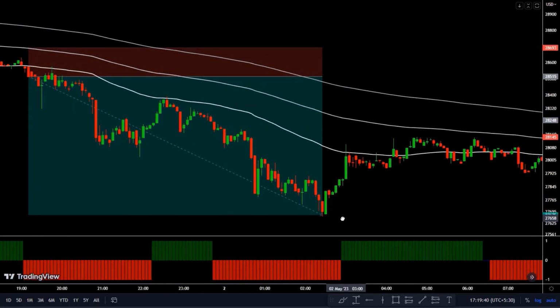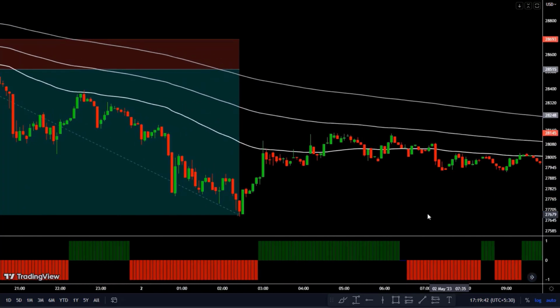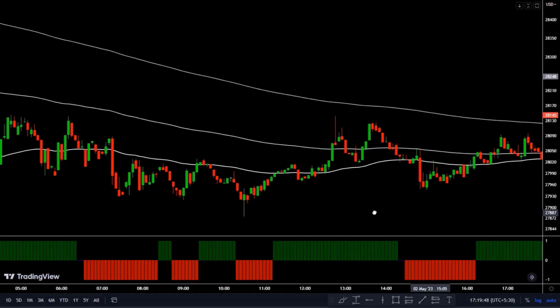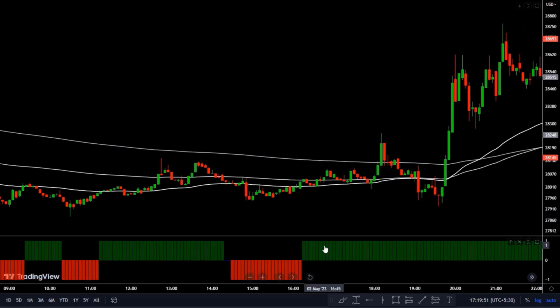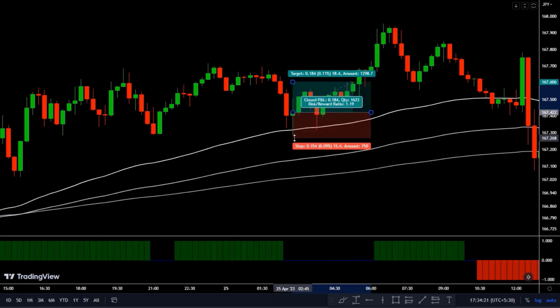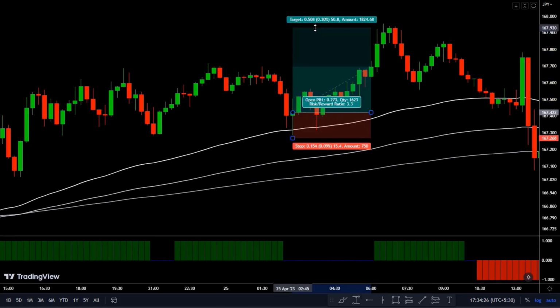Let's take a look at a couple of more examples. Take a look at how well this strategy filters out the consolidation phase. No available setups found. The next long signal was given at the perfect timing. We could have bought it at the retracement and made all this profit.